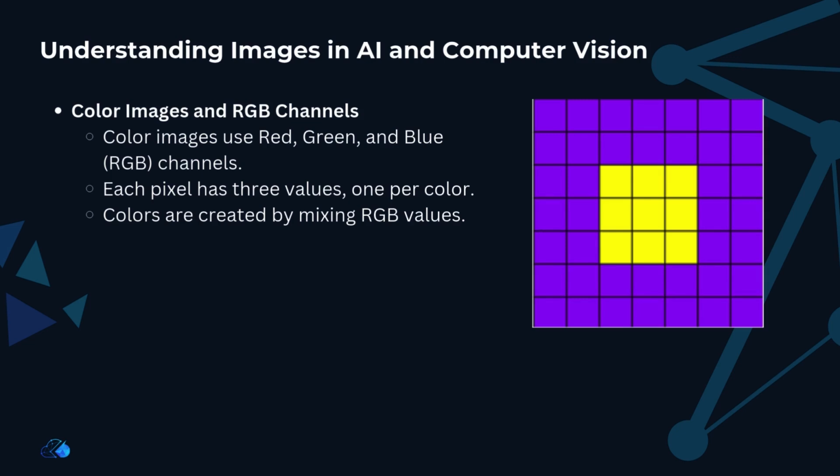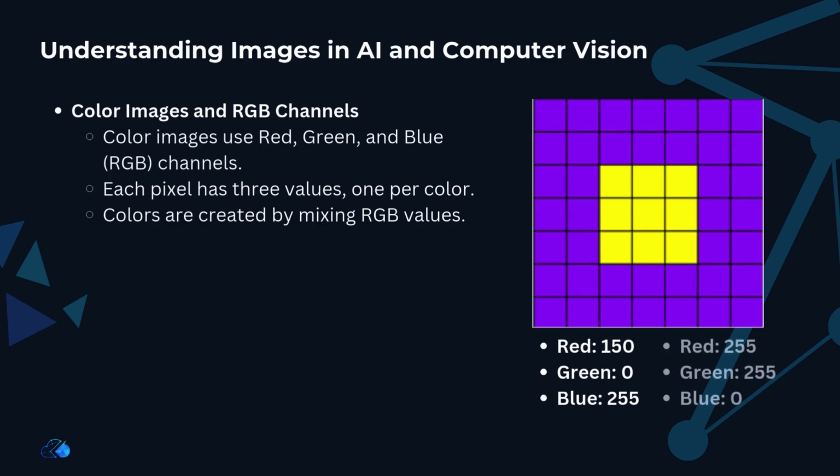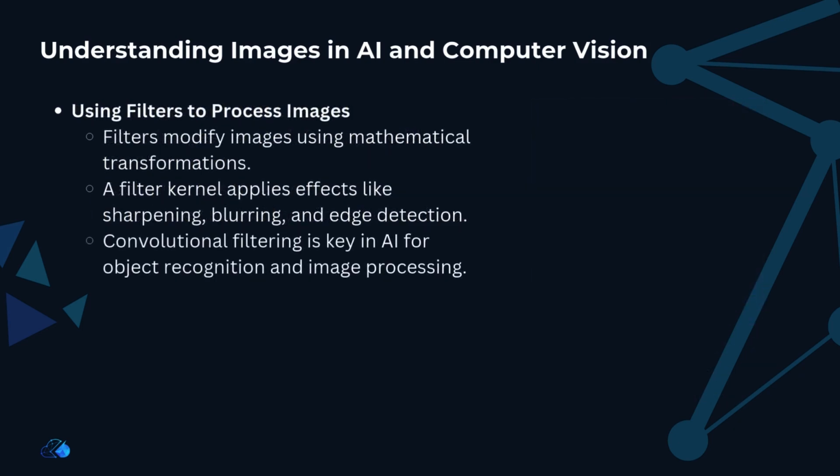For example, the purple pixels are created using red, which is 150, green 0, and blue 255. The yellow pixels in the center are created using red, which is 255, green 255, and blue, which is 0. By adjusting these values, we can generate millions of colors. So how do we use filters to process images?